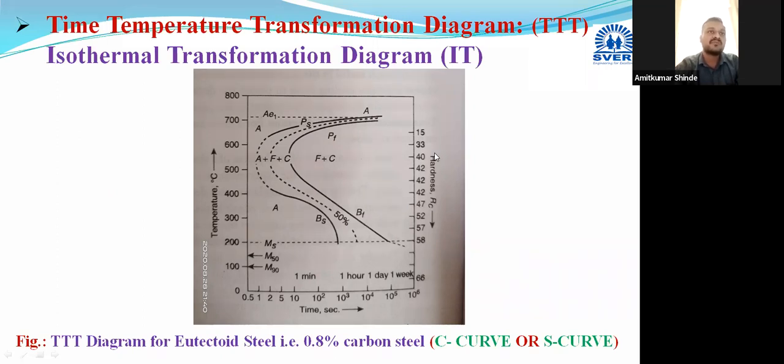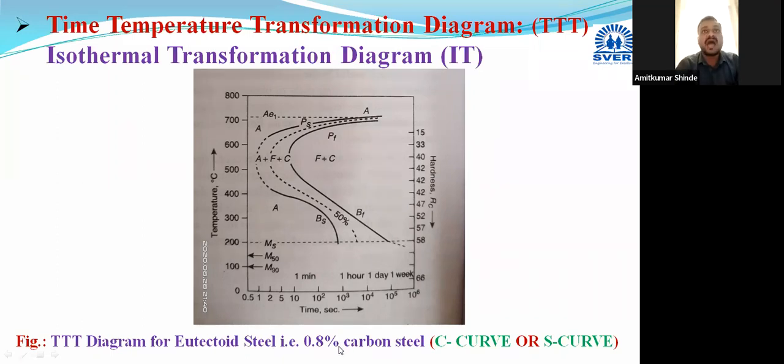Hypoeutectoid means carbon percentage less than 0.8. In that case, proeutectoid ferrite will be formed. If carbon percentage is more than 0.8, that is hypereutectoid steel, then proeutectoid cementite will be formed. So this is the TTT diagram or IT diagram, that is the isothermal transformation diagram, for eutectoid steel.